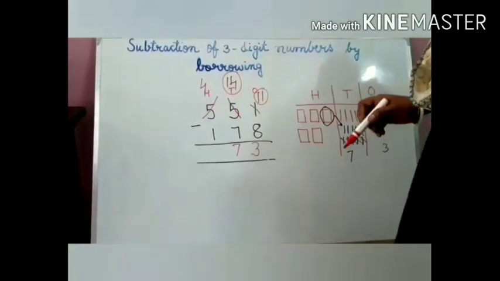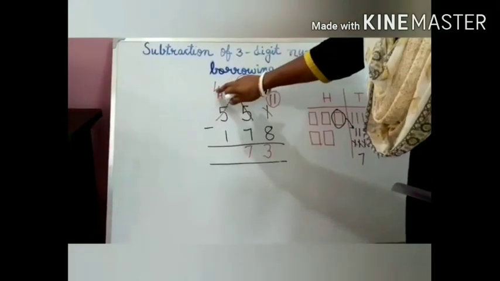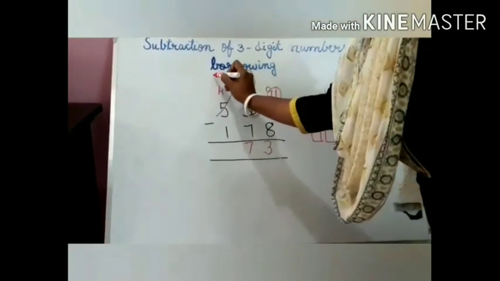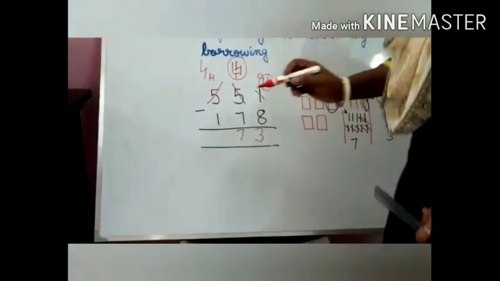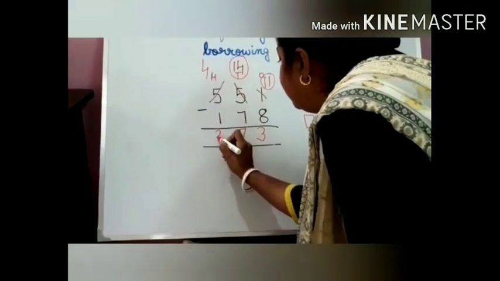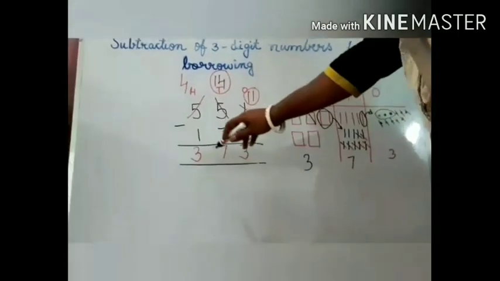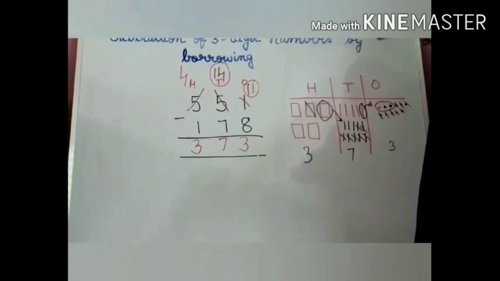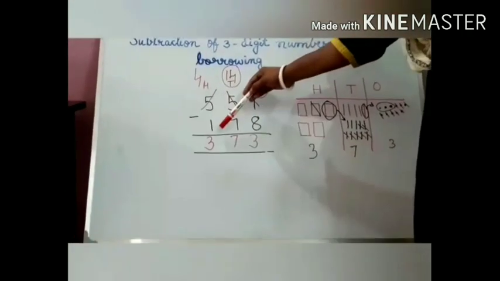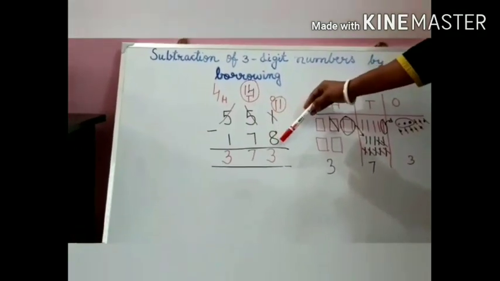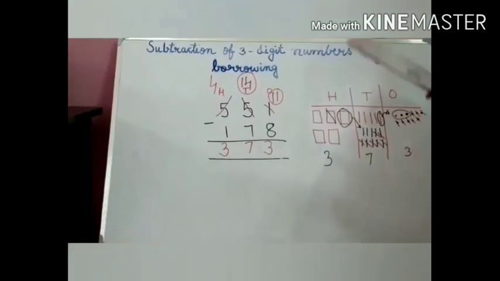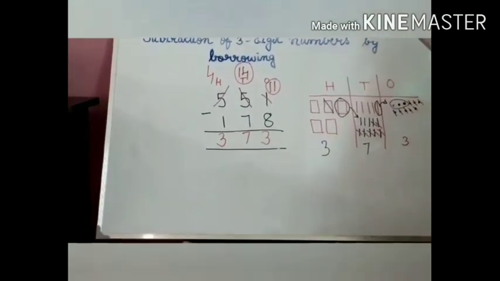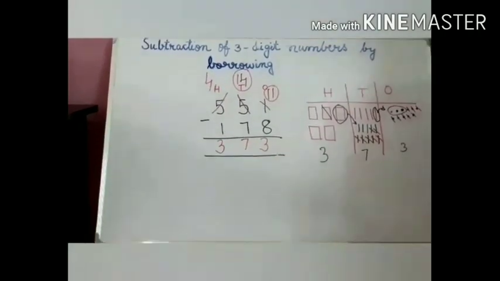And from 4, if I take away 1, how much remains? Yes, children, it's 3. So my answer is 373. From 551, if I take away 178, I will get the answer 373. This side step I have done only to explain, for your understanding. Okay, children?